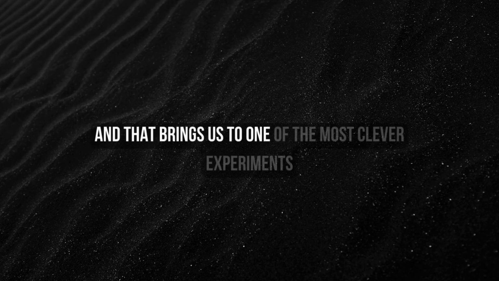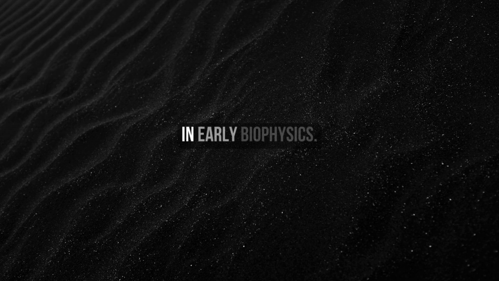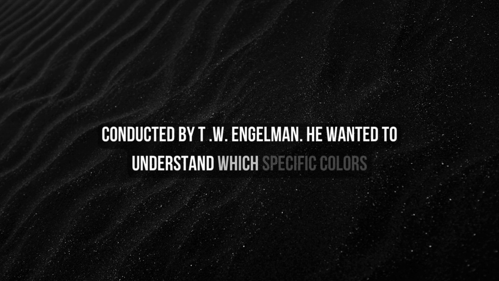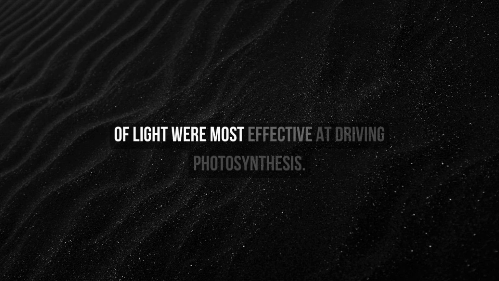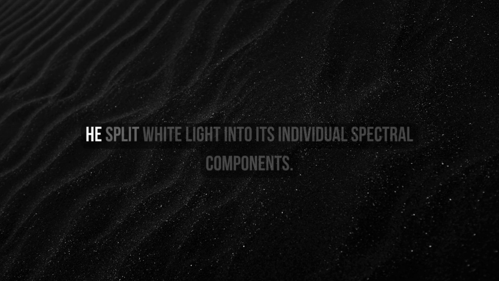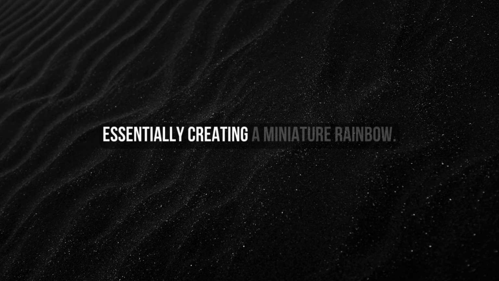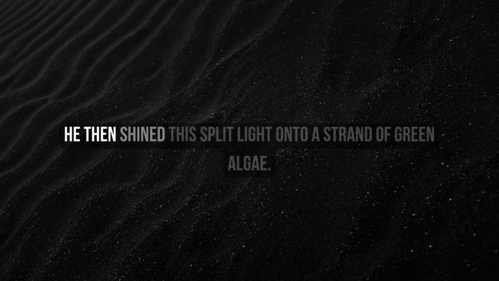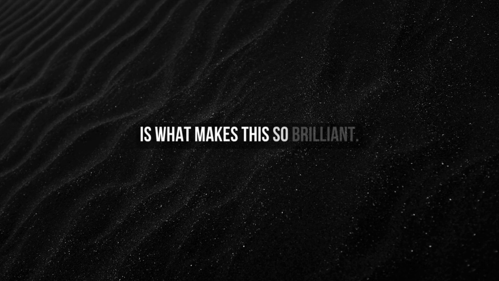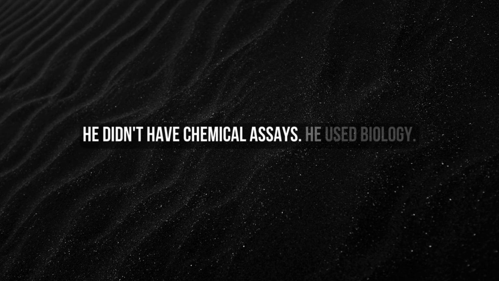And that brings us to one of the most clever experiments in early biophysics, conducted by T.W. Engelmann. He wanted to understand which specific colors of light were most effective at driving photosynthesis. So he used a glass prism. He split white light into its individual spectral components, essentially creating a miniature rainbow. He then shined this split light onto a strand of green alga called Cladophora. But his method for detecting the rate of photosynthesis is what makes this so brilliant. He didn't have chemical assays, he used biology.